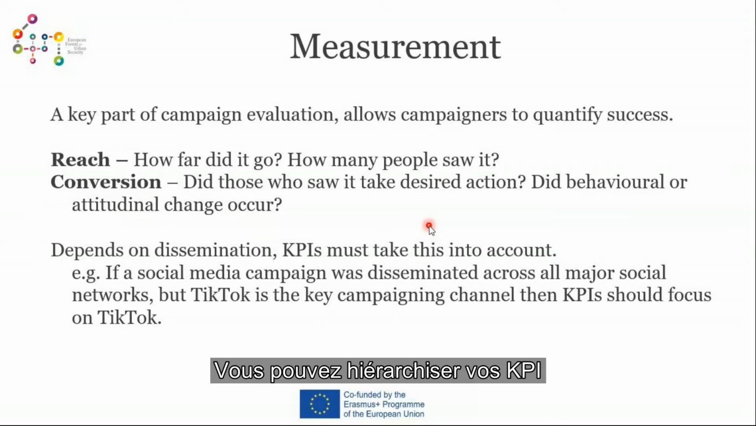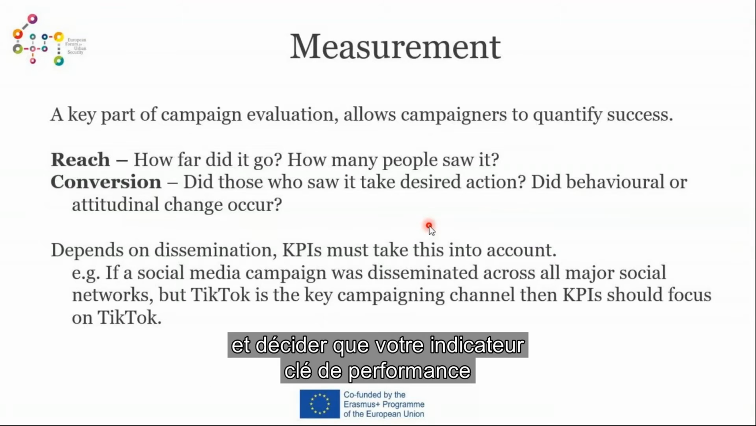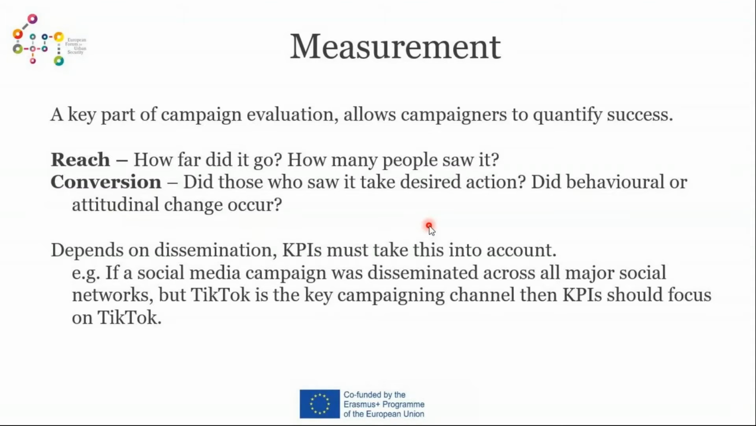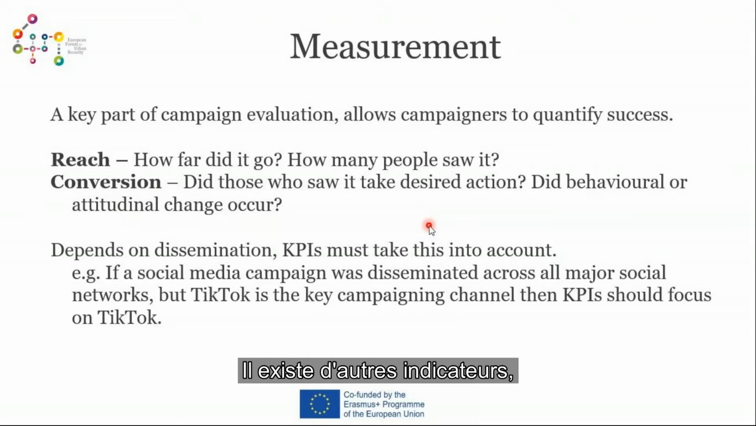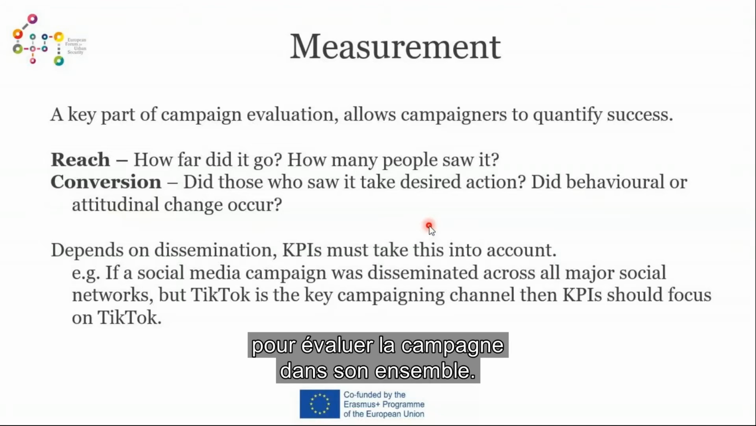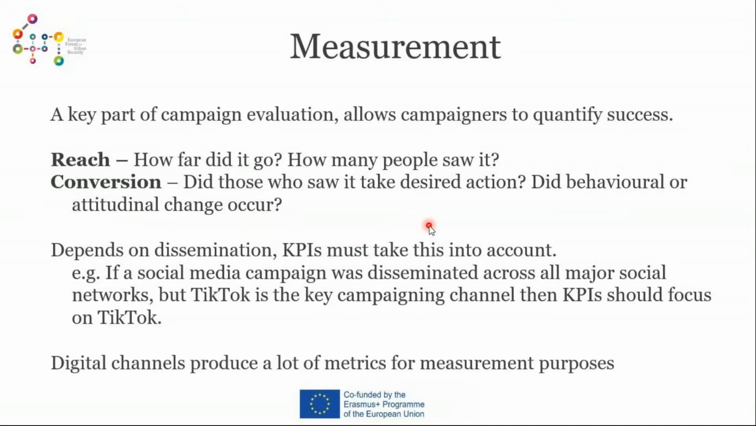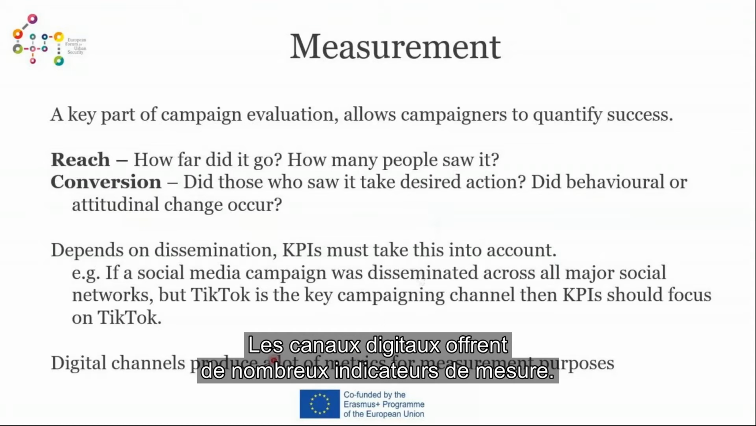You can give a hierarchy to your KPIs. You can say that your key performance indicator is TikTok views, but then we have extra metrics, so those measurables that we can use as secondary measurements in order to assess the campaign as a whole. So as I mentioned, digital channels produce a lot of metrics for measurement purposes.